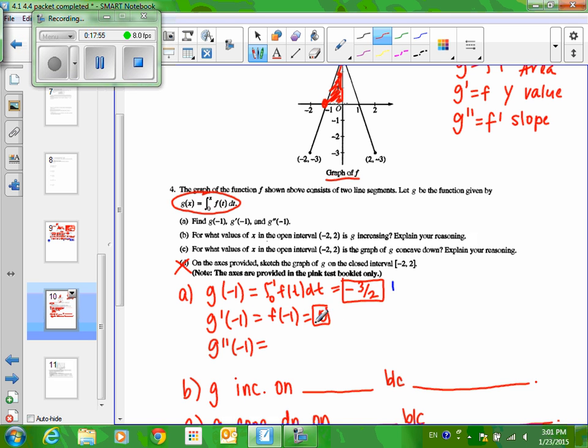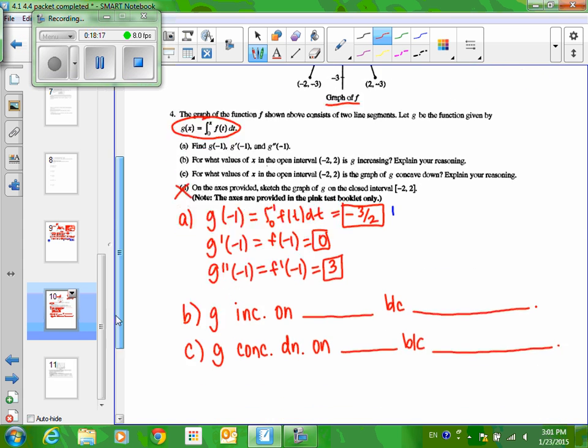Okay, what about g double prime of -1, which is the same as f prime of -1? Yeah, what were you looking at on the graph to determine 3? The slope. The slope of that line was 3. Very good. The slope of this line right here was 3. That's how you answer that.